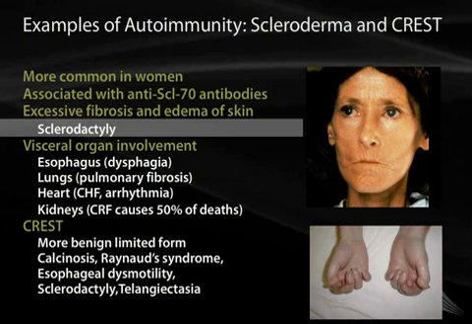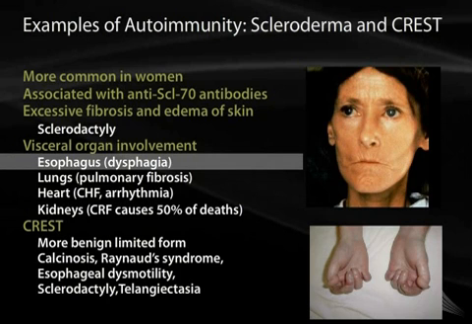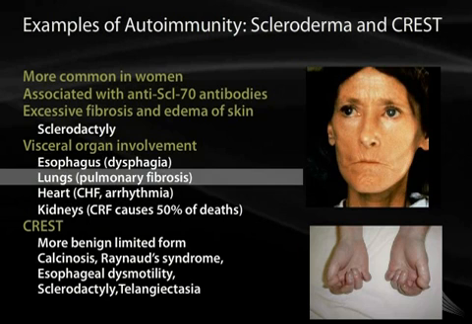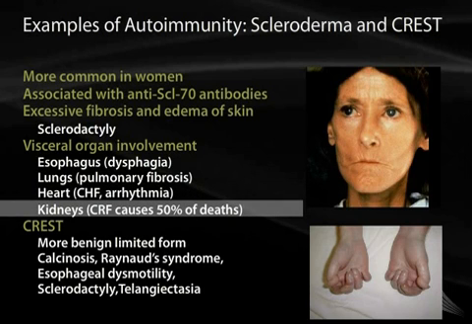Now, apart from just the skin features, you get visceral organ involvement, and that's what makes scleroderma more serious, with higher morbidity and mortality than what you may see, for example, with CREST syndrome. In the esophagus, you see dysphagia. In lungs, they get pulmonary fibrosis. In the heart, you see CHF and arrhythmias caused by fibrosis. And in the kidneys, you get chronic renal failure, again, because of the fibrosis. And it's the kidney damage that actually causes the highest mortality. 50% of the deaths are due to chronic renal failure.